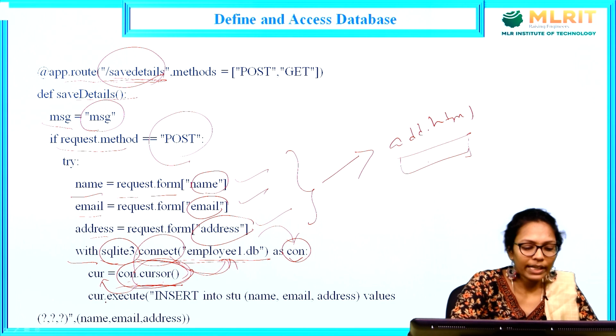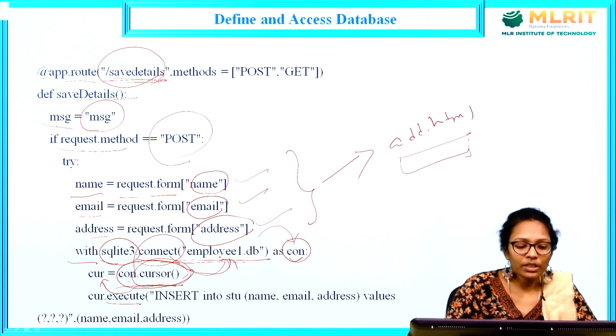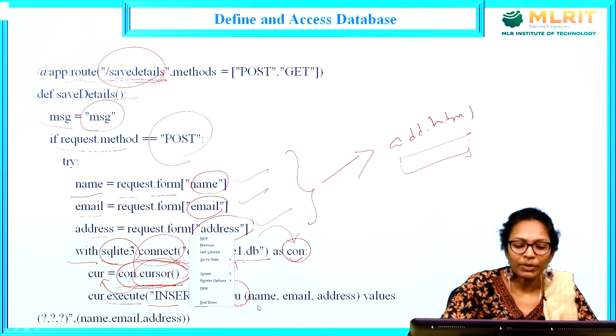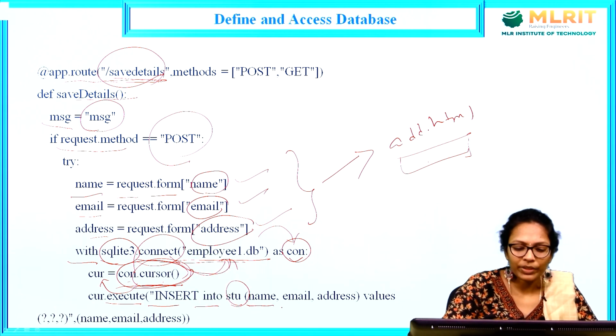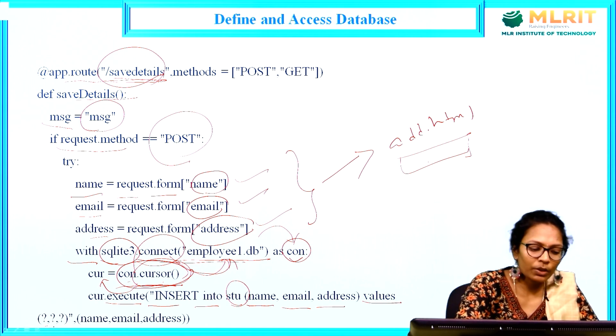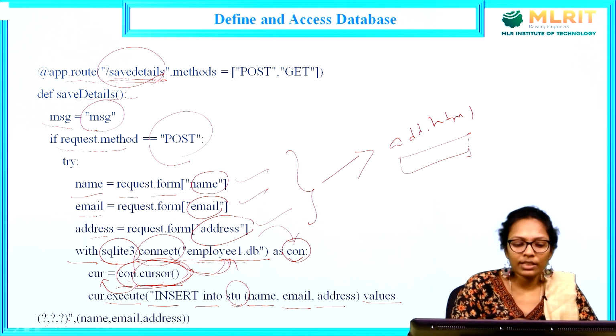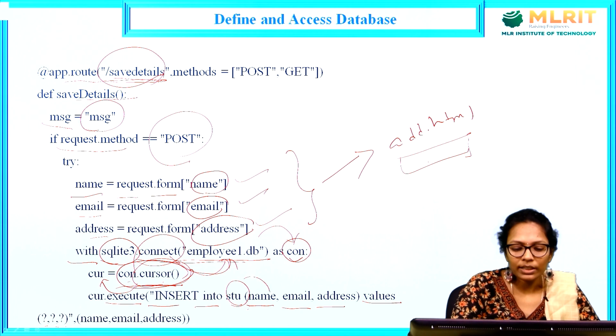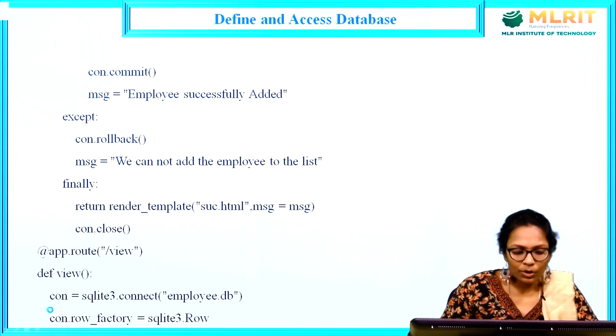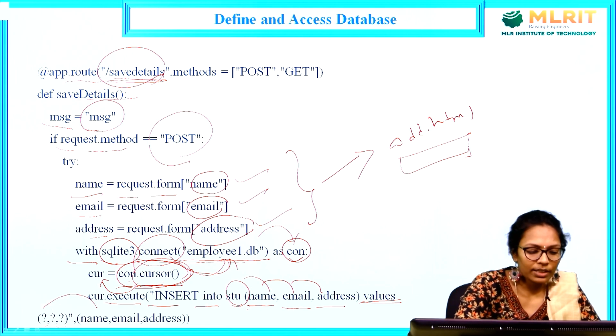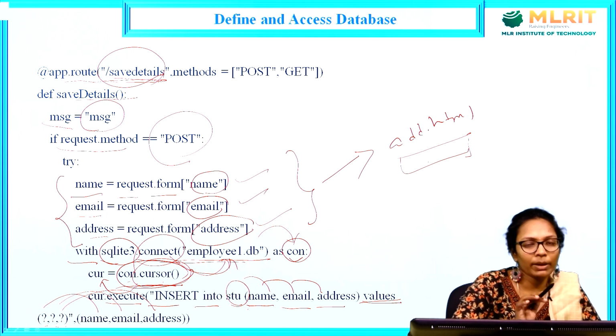Now cur.execute. So what is the command you are executing here? Insert into student table. I am creating a student table with the fields name, email, and address, and values also I am inserting here: question mark, question mark, question mark. So this is the syntax which is used by SQLite, right? So insert into student. The student contains 3 fields, and coming to the values, there are 3 question marks. The first question mark is name, second is email, third is address, which are entered by the user.